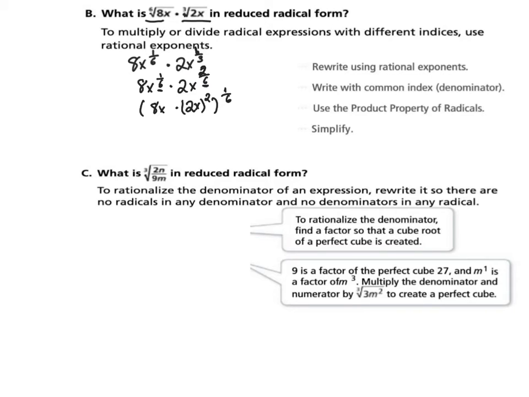Now we can take the sixth root of all of this. So the sixth root of 8x times 4x squared, which is the sixth root of 32x cubed.